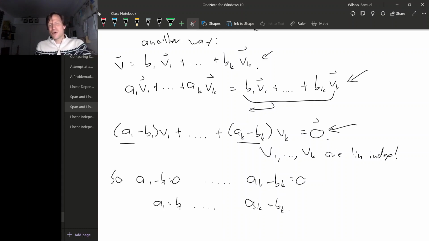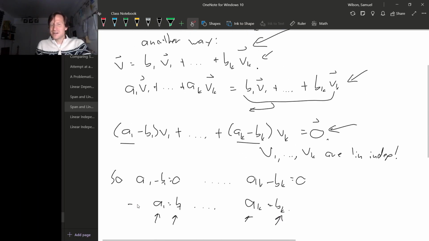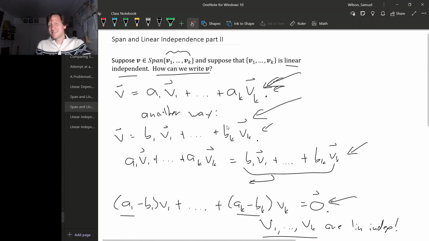So what we found here is that we assumed we had these two different ways of writing v as a linear combination of v1 through vk. We assumed we could do it in these two different ways, but what we found here is that because the v's are linearly independent, these two different ways are actually the same way.